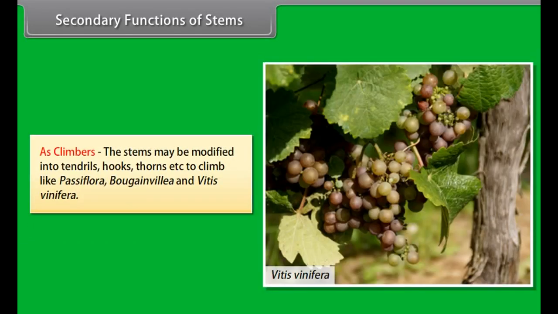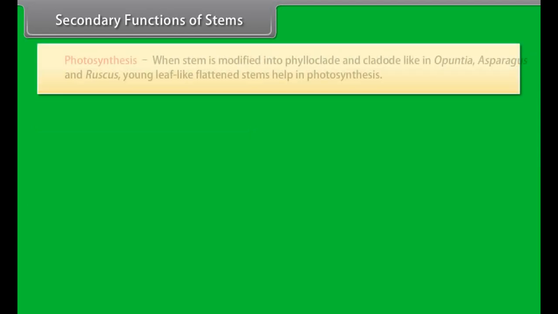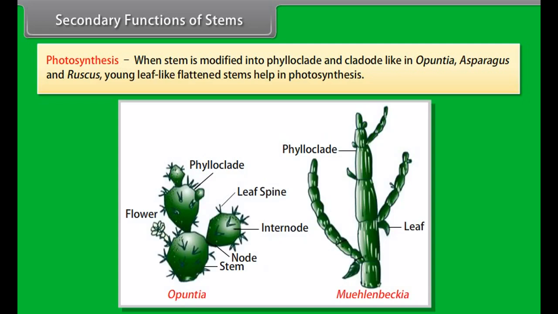As climbers. The stems may be modified into tendrils, hooks, thorns, etc., to climb, like Passiflora, Bougainvillea, and Vitis vinifera. Photosynthesis. When stem is modified into phylloclade and cladode like in Opuntia, Asparagus, and Ruscus, young leaf-like flattened stems help in photosynthesis.